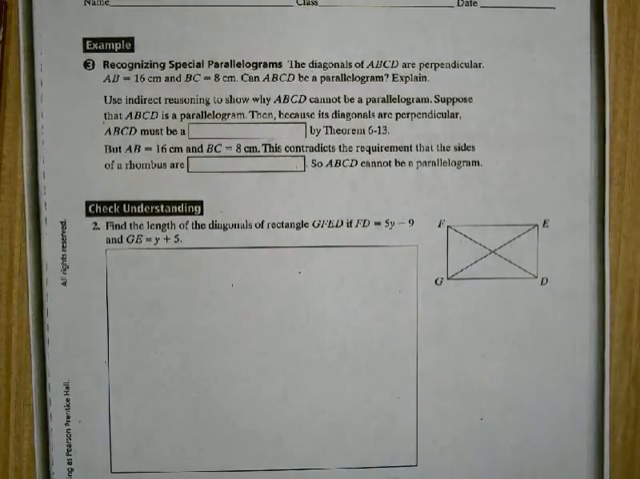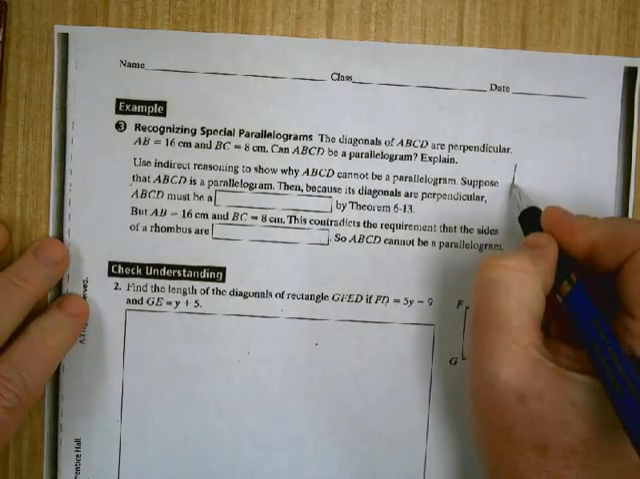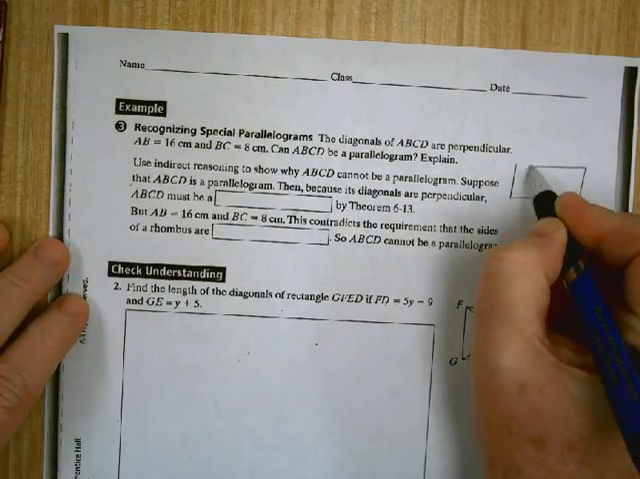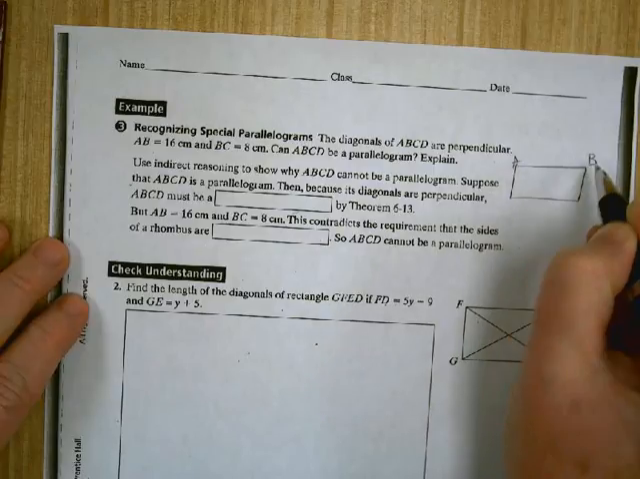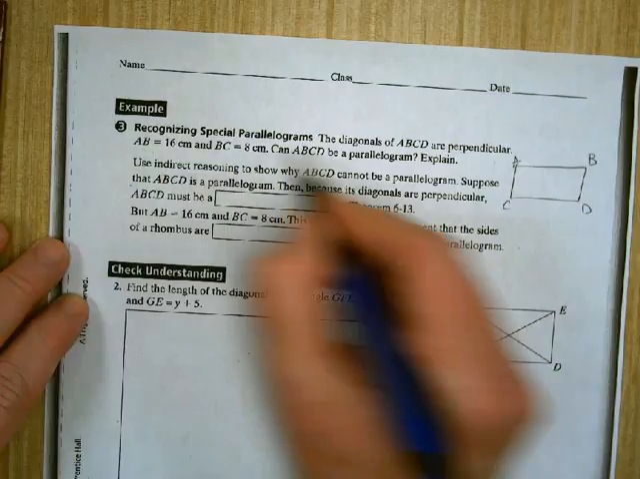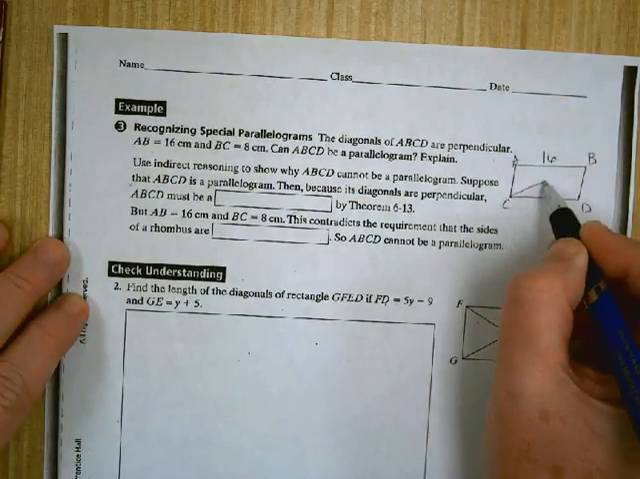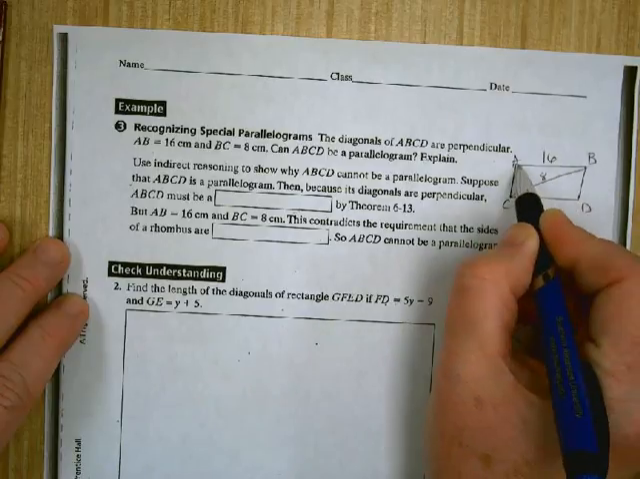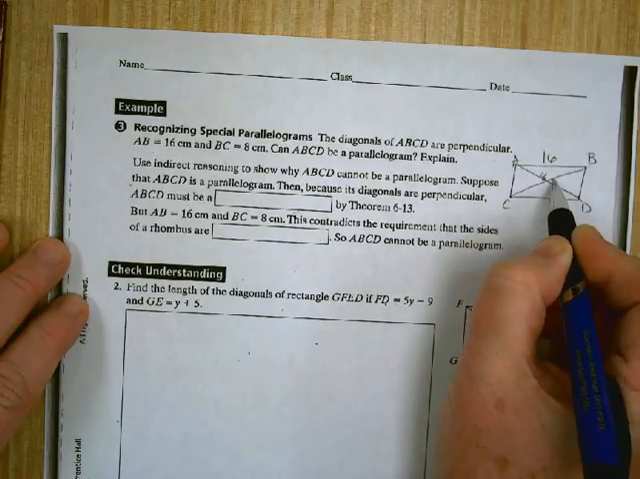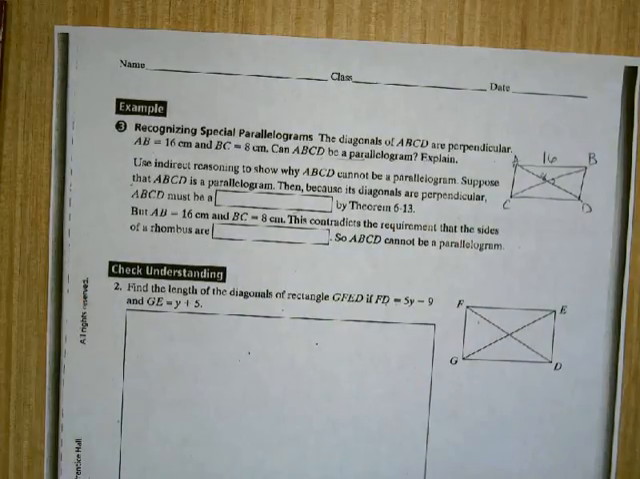The diagonals of ABCD are perpendicular. Can this be a parallelogram? So here we go. Let's draw it right here. ABCD. The diagonals are perpendicular. AB is 16. BC is 8. These are perpendicular. Can it be a parallelogram? It says use indirect reasoning to show why it can or cannot.